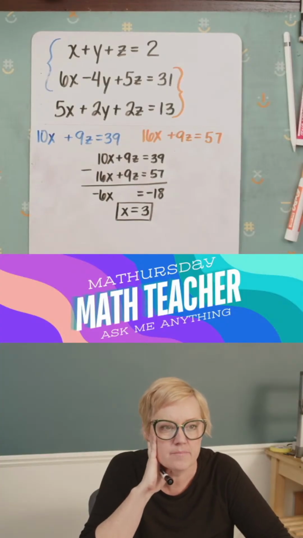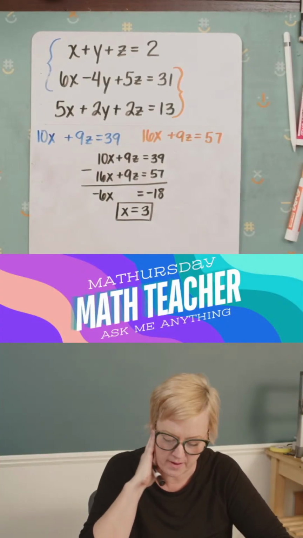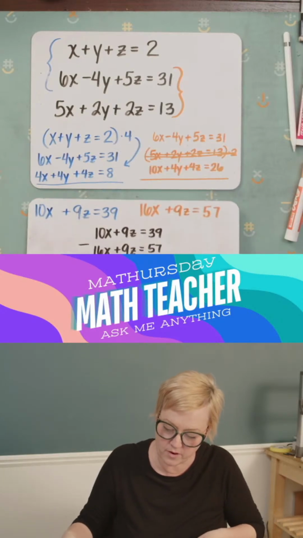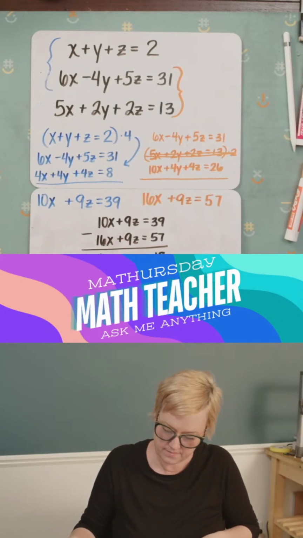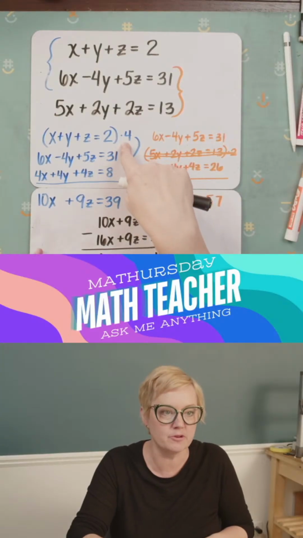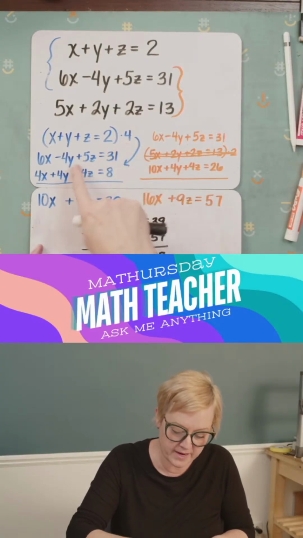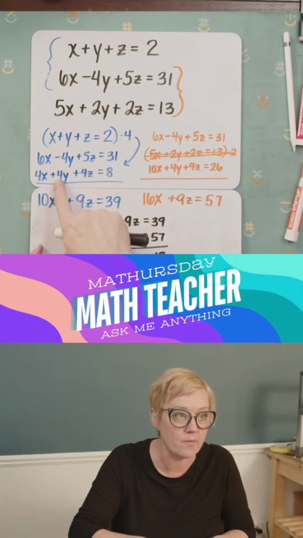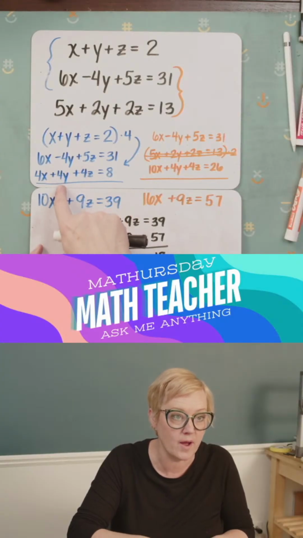Okay. Wait, why are you going to x by 4? Oh, multiply by 4. Oh, here. Sorry, this is from YouTube. So I multiplied by 4 because I wanted to get rid of that y. I wanted that negative 4y and that plus 4y.